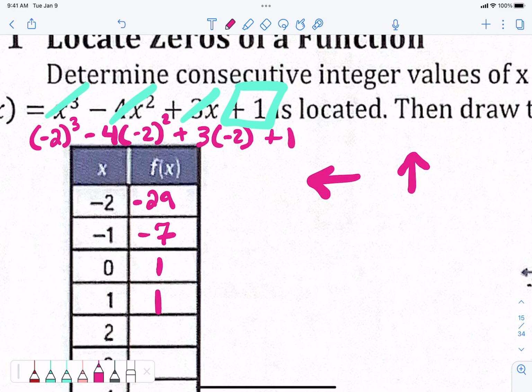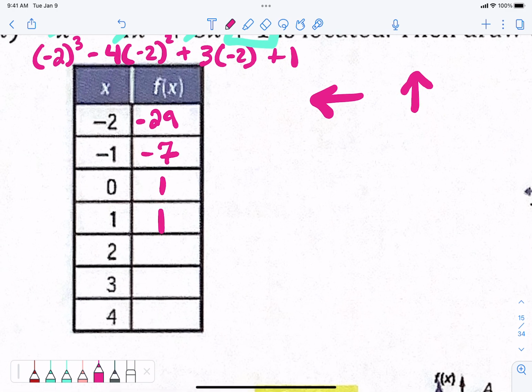Perfect. It's a really messy thing. 1 to the third power is 1 times 1 times 1, which is still 1. If you plug 2 in, you get -1. If you plug 3 in, you get 1 again. If you plug 4 in, you get 13. Those are the numbers you should get, okay?